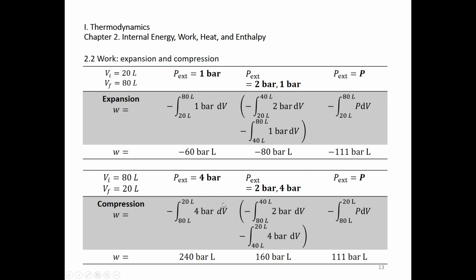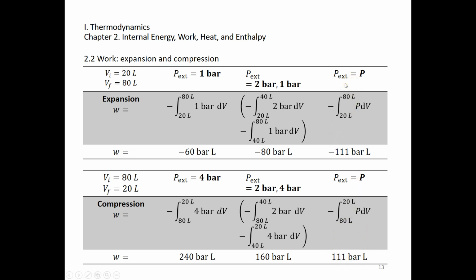We cannot determine the amount of work unless we know more information about the process other than the initial and final states. Also, if we do P external equals P for expansion, we get the maximum amount of work that can be done by the system, 111. Same here, if we use P external equal to P, we get the minimum amount of work that can be done to the system. That's also 111. This is not a coincidence.